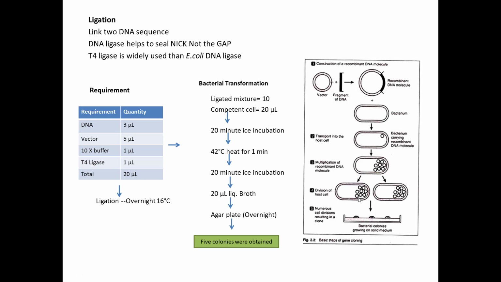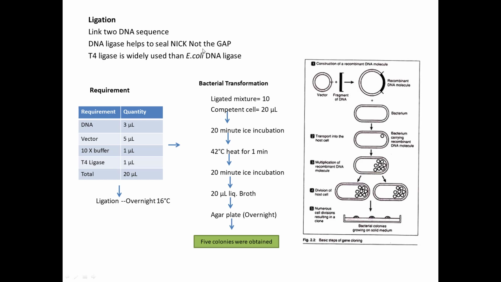Let us discuss the ligation. Ligase is the enzyme that links two DNA sequences together, and the process is called ligation. When there is a missing nucleotide in the DNA, a gap is formed, whereas when there is a breakage of the phosphodiester bond, there is the formation of a nick between the nucleotides, and DNA ligase helps to seal the nick between the nucleotides, but not the gap. Here you can see the difference between the nick and the gap.